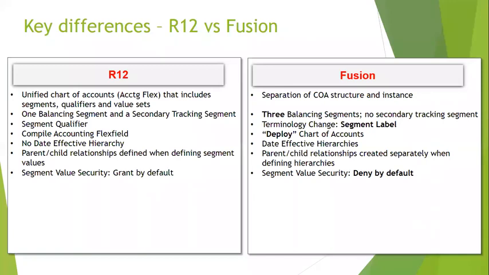Whereas in Fusion, if you enable the security, that's it, the system will stop giving access to the values. So you need to grant the access to each and every value to whomever you want to give. So that is the segment value security differentiation. Here we call it deny by default. By default, it will deny the access to the segment values, and if you want to give access, you need to define the rules to give the access.